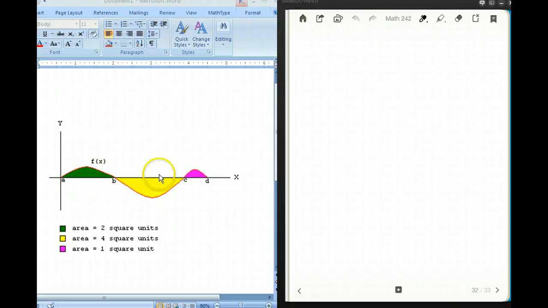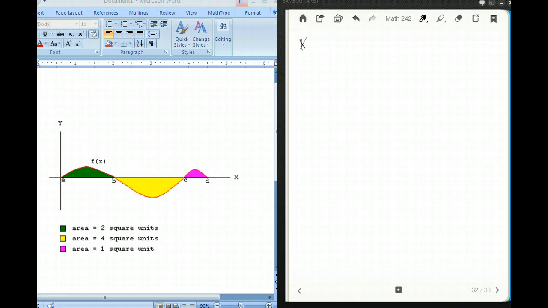Because the heights are all positive. This area in yellow here, if we were to approximate it with some rectangles, the heights of those rectangles would be negative, right? Because you go down to calculate the y value in order to get a height of a rectangle. So because of this, what we've decided is that area which happens above the x-axis is considered positive, and area that happens below is considered negative.